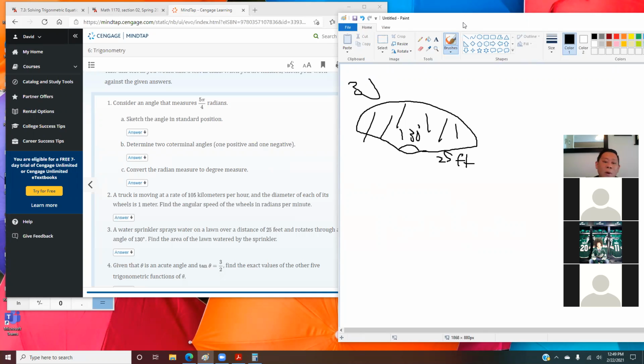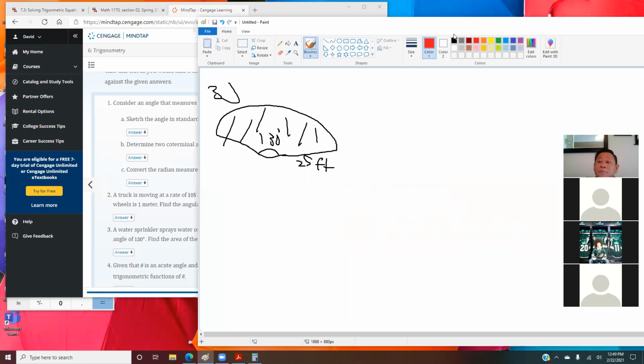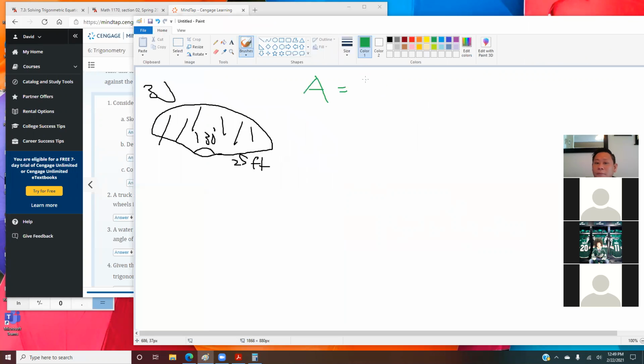Does anyone know the formula for this sector? This formula you need to know. The area of the sector is what? One half radius squared, and then the angle, theta. Yes. And this angle has to be in what form? Degrees? No, radians.